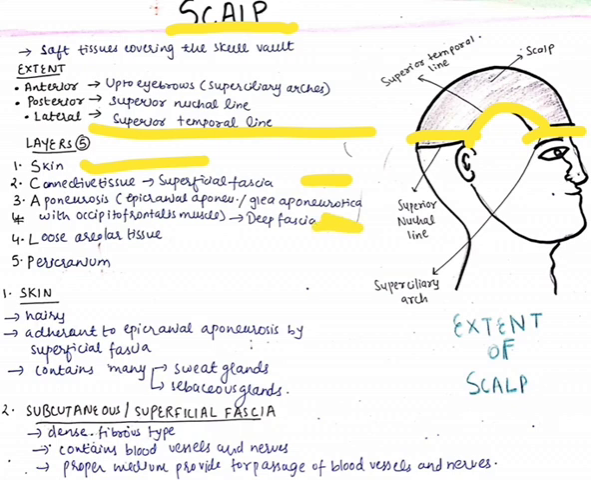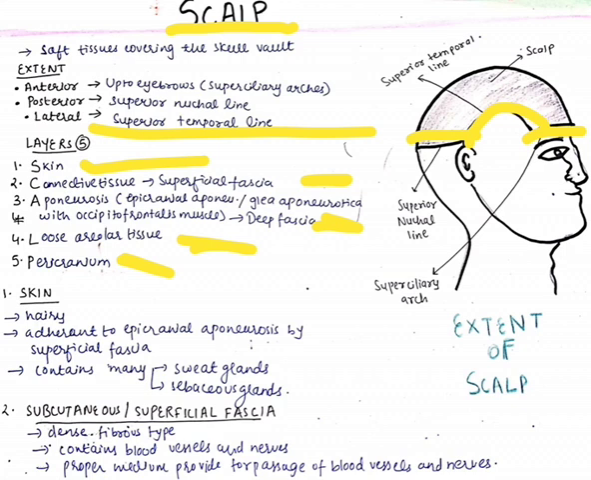From A we have the aponeurosis, the epicranial aponeurosis, and here the spelling for galea is wrong, I hope you'll correct it. Galea aponeurotica with occipitofrontalis muscle that makes the deep fascia. We'll discuss in detail each part. Number 4 is from L, that is the loose areolar tissue, and number 5 is the pericranium. Now let's talk about each layer of the scalp in detail.